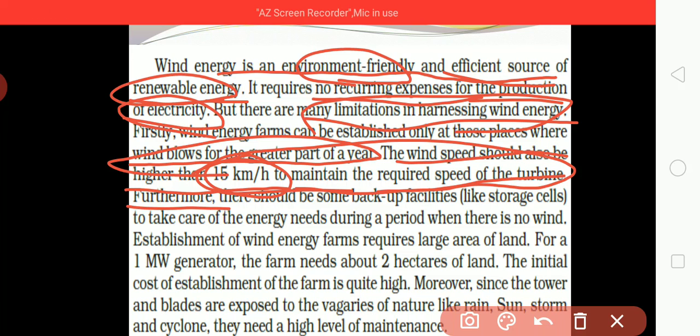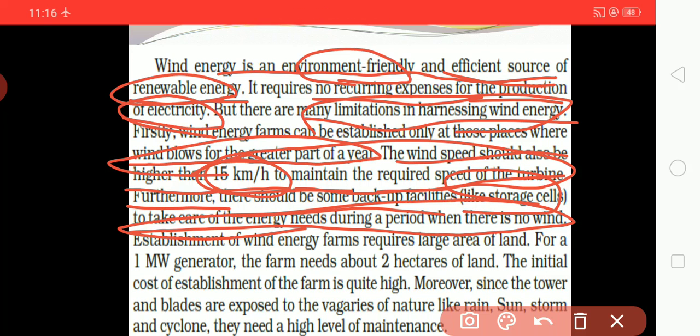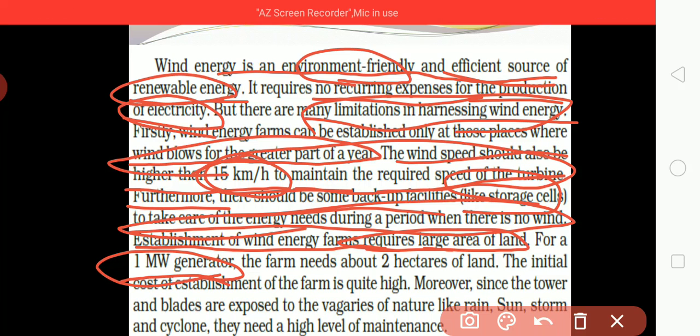And furthermore, there should be some backup facility like a storage cell, to take care of the energy need during a period when there is no wind. Establishment of a wind energy farm requires a large area of land. For a 1 megawatt generator, the farm needs about 2 hectares of land for preparing this wind farm.